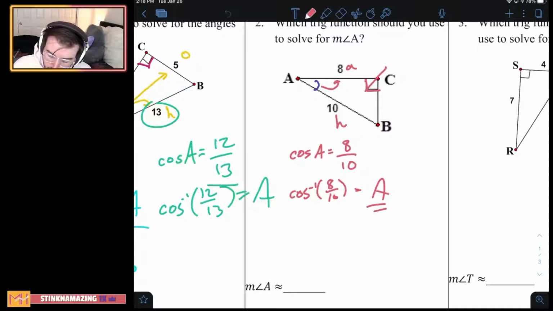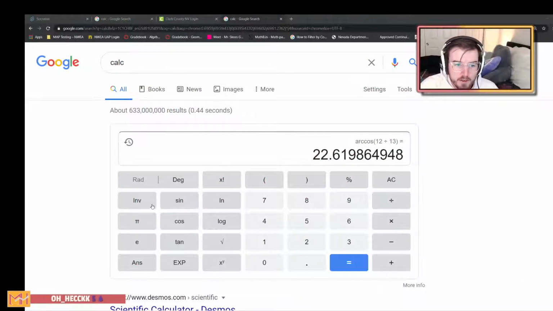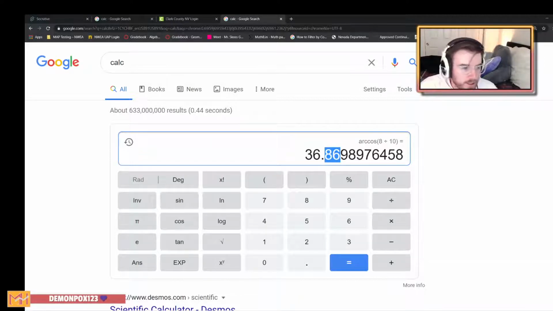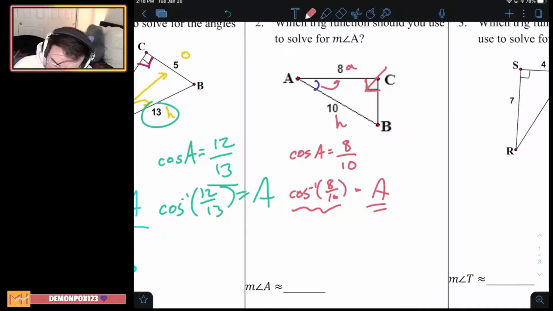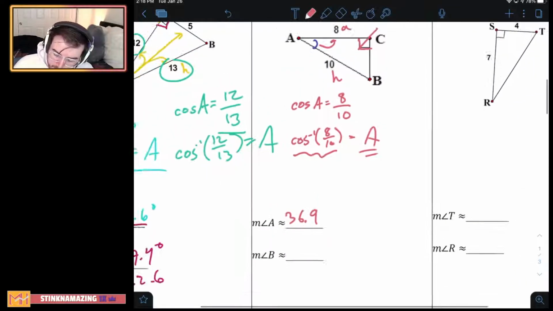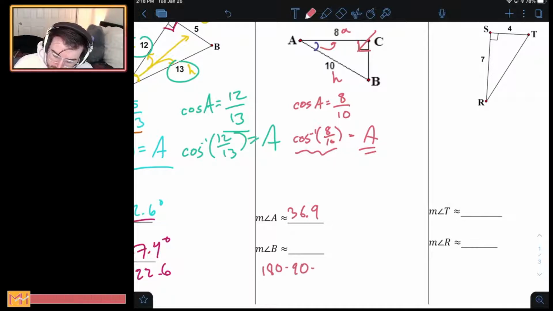All right. So you plug this into a calculator and you get your answer. Inverse cosine of 8 over 10 is 36 point, round that up to 9, 36.9. So if A is 36.9, again, use the same strategy. 180 minus 90 minus 36.9. If you subtract the other two angles, it gives you the third. And I get 53.1 degrees.